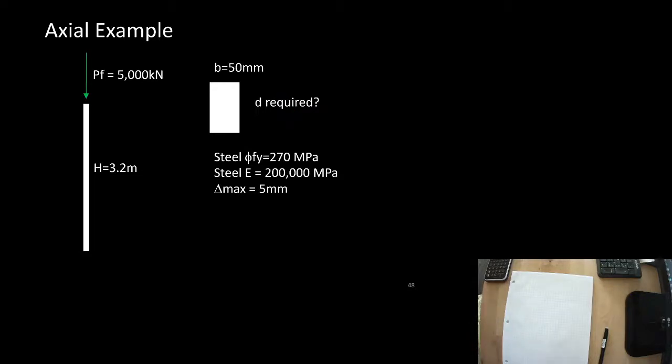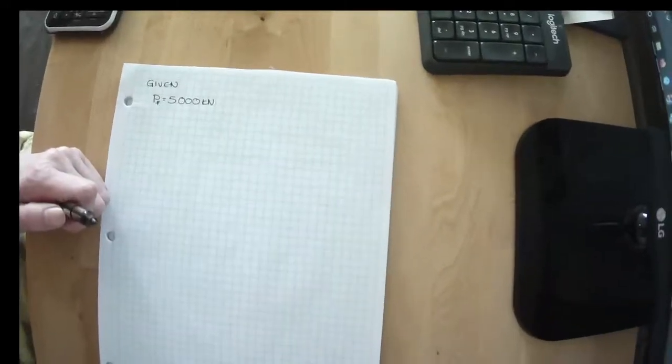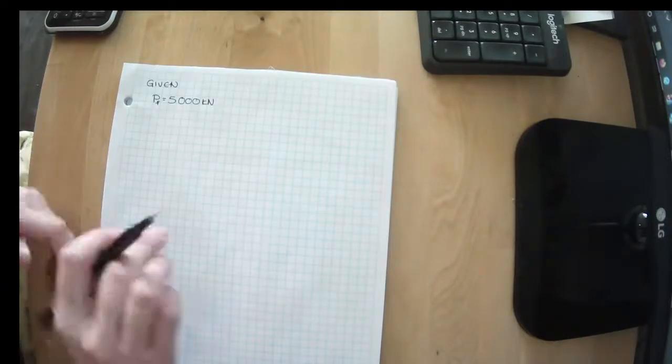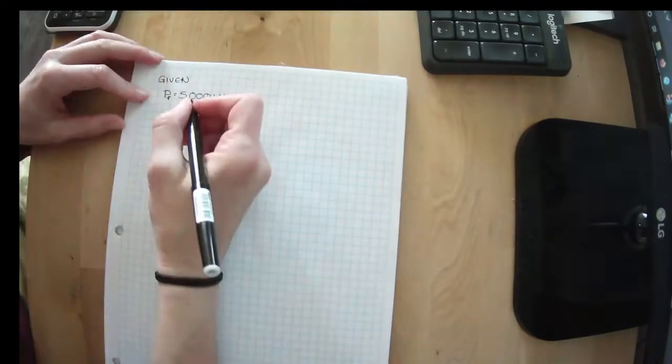So I always like to start out by writing out everything I already know. Given: these are all the things I know. I know that the force is 5,000 kilonewtons. Let's make this bigger for you guys. I know that the force is 5,000 kilonewtons.